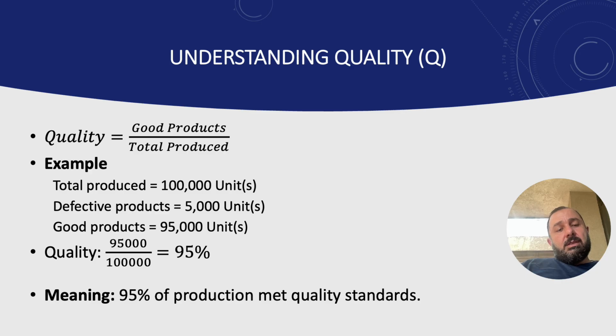If I go now to the quality, it is good products over total produced. If I'm having, for example, 100,000 units and I'm having 5,000 defective, so I'm having 95,000 units good. So my quality percentage will be 95%, which means that 95% of my production meets the quality standards.